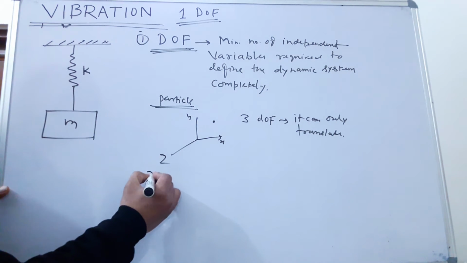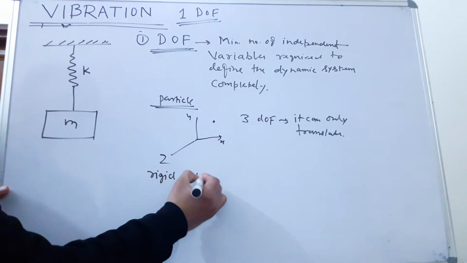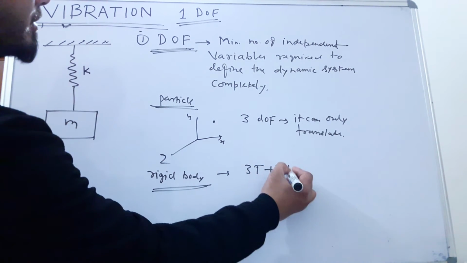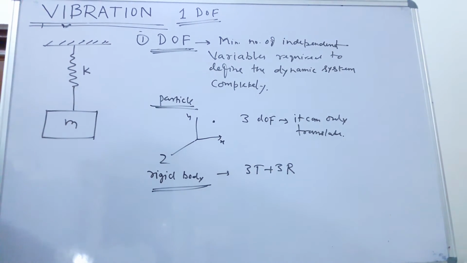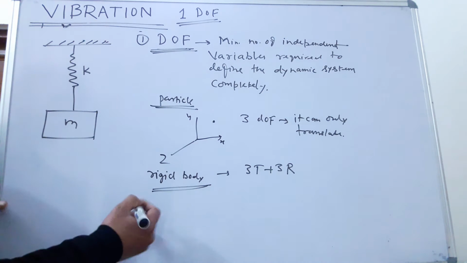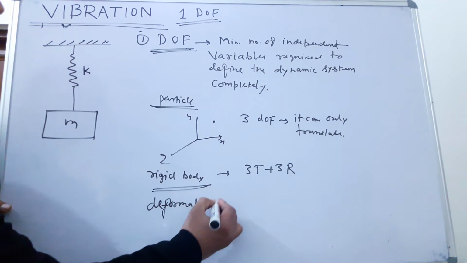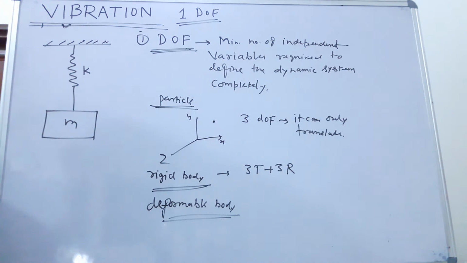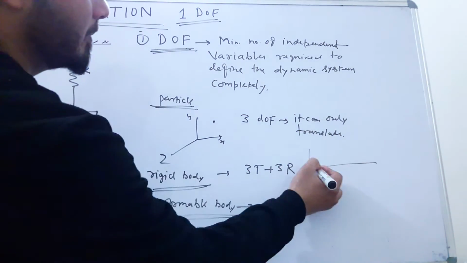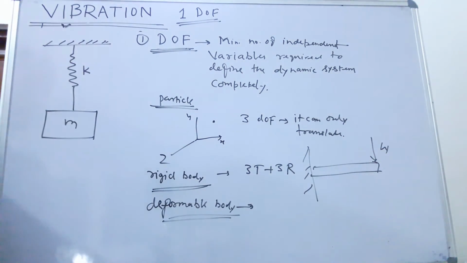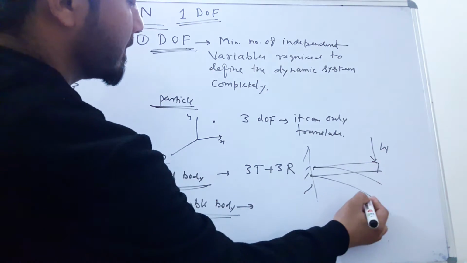But if we ask for a rigid body, meaning a body having a finite size, it has 3 translational plus 3 rotational components, so its degree of freedom will be 6 in 3-dimensional space. And if we talk about a deformable body, let's understand with an example. Suppose this is a cantilever beam and the load is acting, so it will be deformed like this.